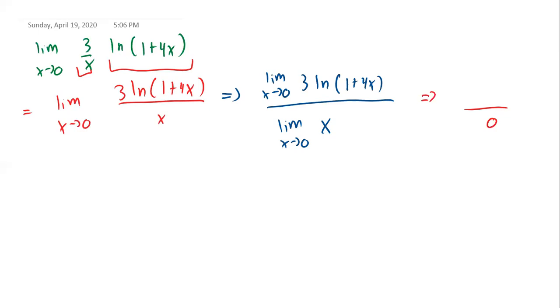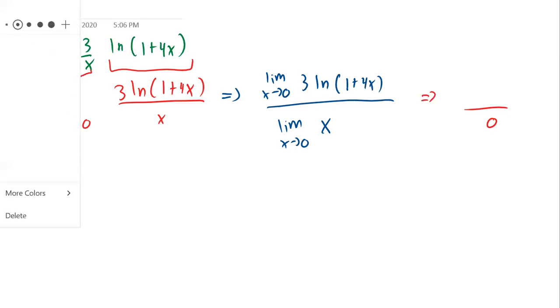Now, what's the limit of the top? We don't have to worry about the 3. It's a constant, we can move it outside. Now, the natural log of 1 plus 4x. Well, as long as the function is continuous, and the natural log is continuous, I can move the limit inside. So if I move the limit inside, I have the limit as x approaches 0 of 1 plus 4x. That's just 1 plus 4 times 0. That's 1. Natural log of 1 is 0. 0 times 3 is 0.